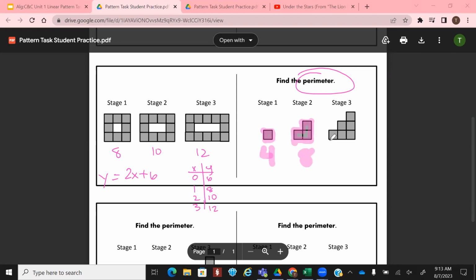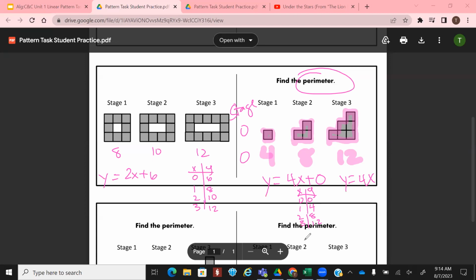Okay, looks a little crazy. Next one, I got 1, 2, 3, 4, 5, 6, 7, 8, 9, 10, 11, 12. Okay, so each little section you're counting. What are these going up by? Four. Okay, so our difference is four. So what's our stage zero going to be? Right, so it's going to be zero. So our equation is going to be y equals 4x plus 0. Could I just write that as y equals 4x? Yeah. For our table, it's going to be 0, 0, then 1, 4, 2, 8, and then 3, 12.